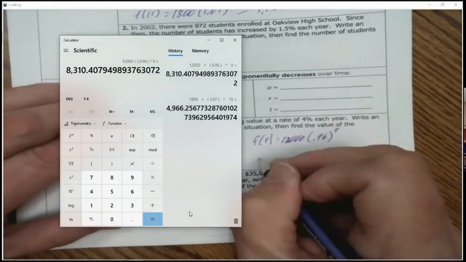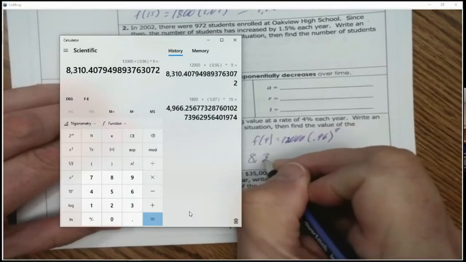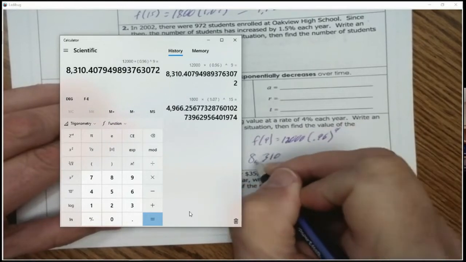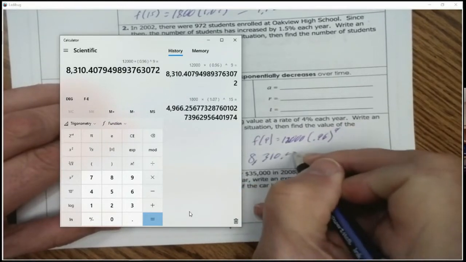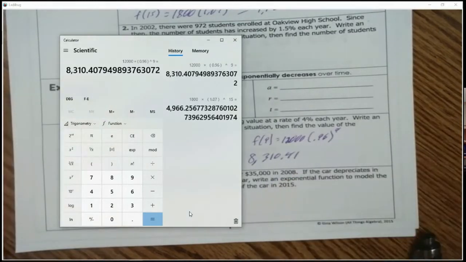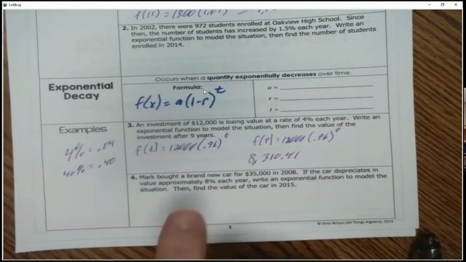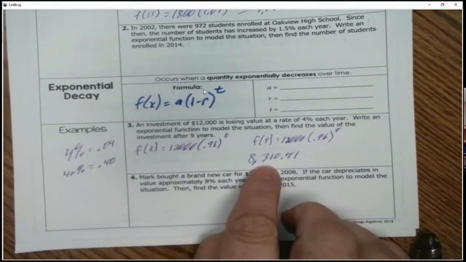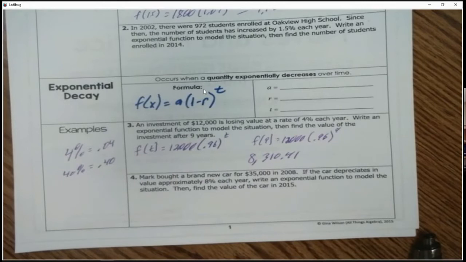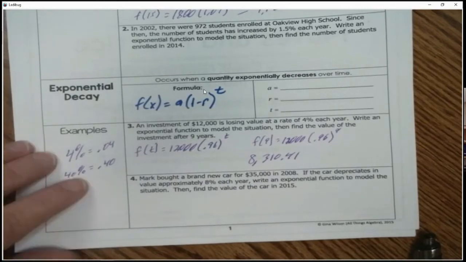We've only got $8,310 and 41 cents. We've lost a lot of the money. Started out with $12,000 and now we're down to $8,300 just because it's losing value. You need to move that investment.